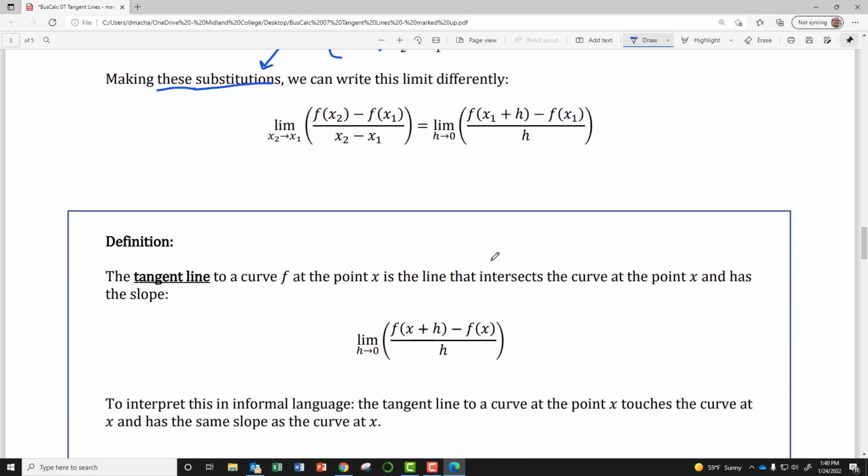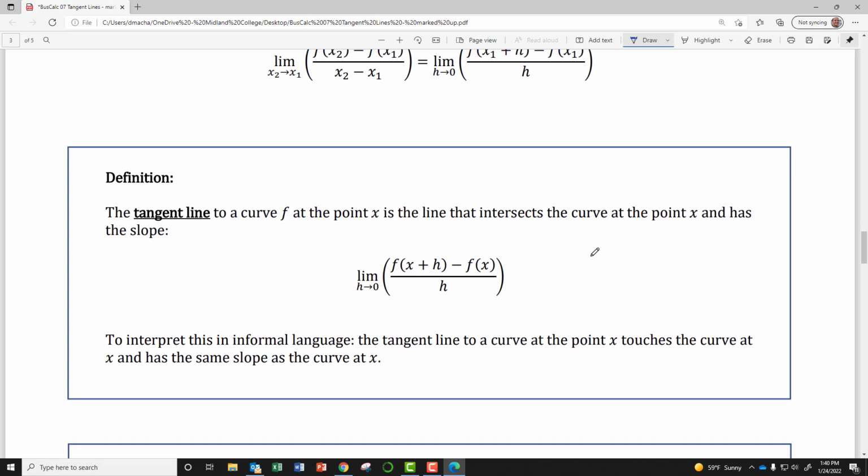And now that we've arrived here, using our mathematical intuition, we can finally define what we mean by the word tangent line. The tangent line to a curve at the point x is going to be the line that intersects the curve at the point x and has this slope. So in other words, the slope of the tangent line is going to be that limit: the limit as h approaches 0 of f of x plus h minus f of x, divided by h.